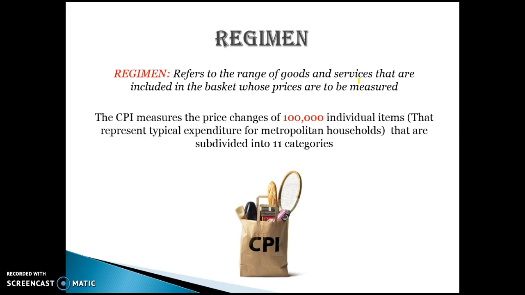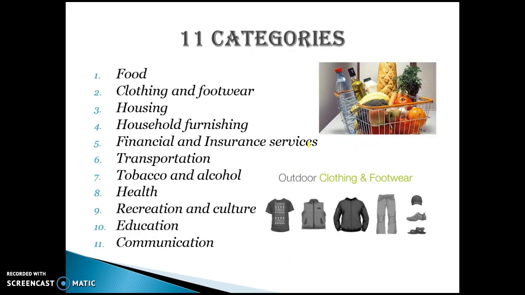Then what they do is they collect the change in price of 100,000 different items. So every 3 months they go and look at all 100,000 of these items to see if their prices are going up or down. So the regimen refers to the range of goods and services that are included in the CPI, all 100,000 goods and services, and they are subdivided into 11 categories. The 100,000 goods and services is not everything we buy, but it is predominantly nearly everything that Australians buy. They separate them into 11 categories: food, clothing and footwear, housing, and so on and so forth.